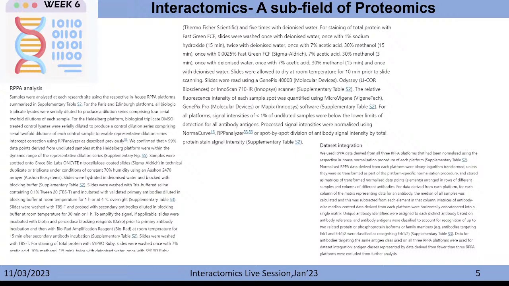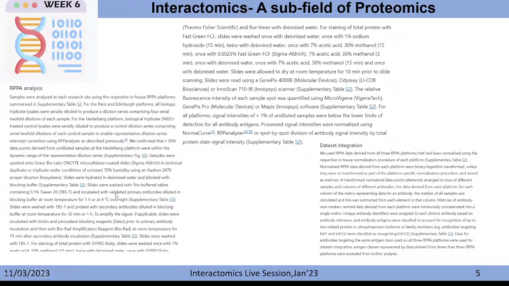So this just says that they had used different dilutions as well. Then they confirmed that 99% of data points were derived from undiluted samples. Then samples were spotted on different slides, with their own procedure.